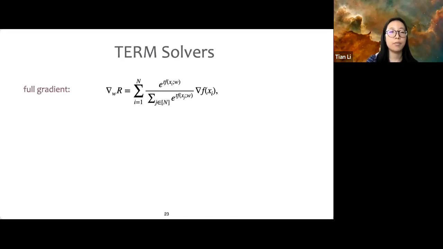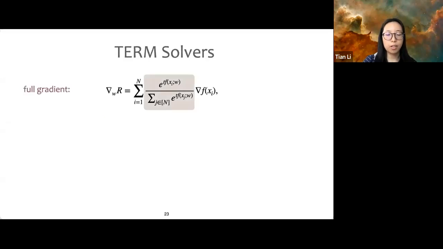And in the full-batch gradient setting, it's relatively easy to solve TERM because we just compute the gradients over the objective. The resulting gradient will be a weighted average of the individual gradients. So these are the weights, and here w is the model parameters.